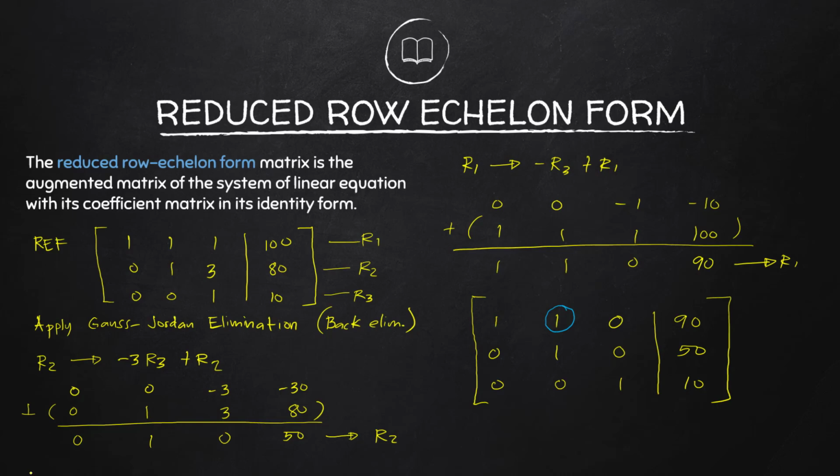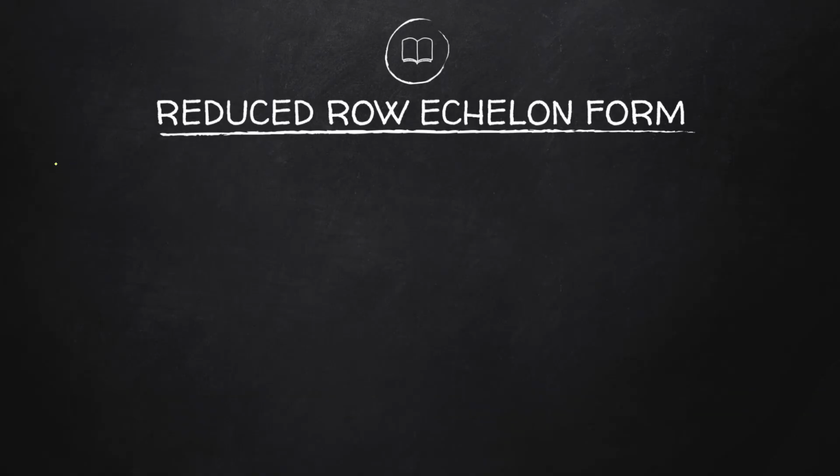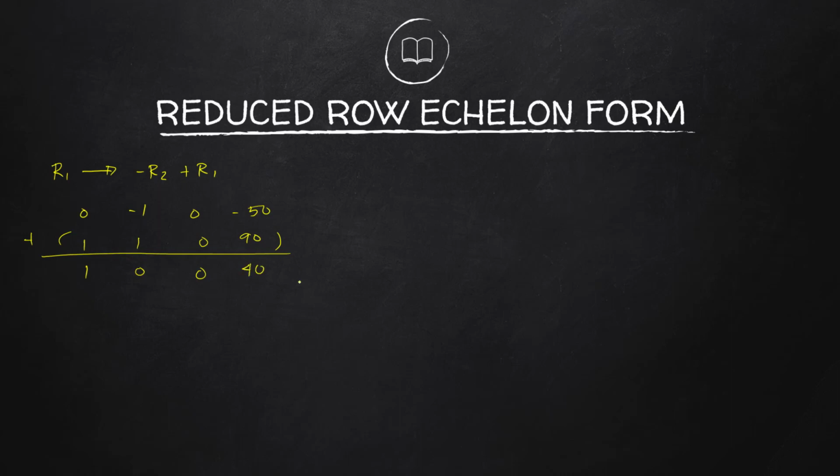And to do that, we need to transform your row 1. So, for row 1, we will negate row 2 and then add row 1. This is 0, negative 1, 0, and negative 50. 1, 1, 0, and 90. We will add these two. 0 plus 1 is 1, negative 1 plus 1 is 0, 0 plus 0 is 0, and this is 90 minus 50, or positive 40. This is our new row 1.